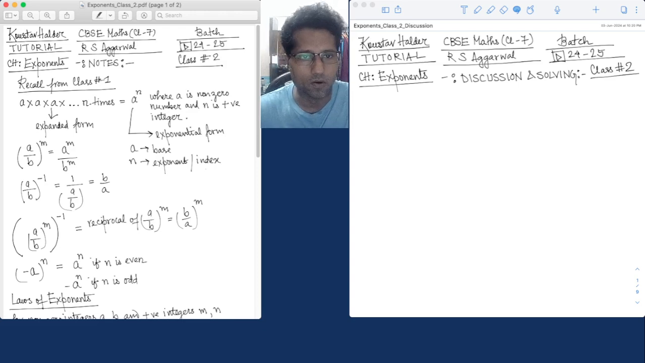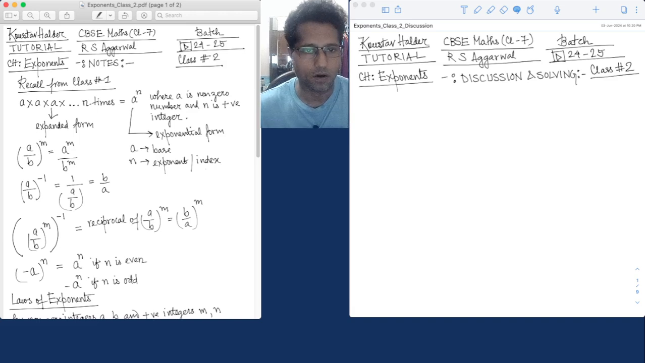Now a raised to the power n is nothing but a multiplied by itself n times. So as you can see on the notes, a multiplied by a multiplied by a multiplied by a, this way n times, is known as the expanded form, and in short, as a notation, we write it as a raised to the power n, which is on the right hand side of the equality. So a raised to the power n is known as the exponential form, and a multiplied by a multiplied by a is said to be in expanded form.